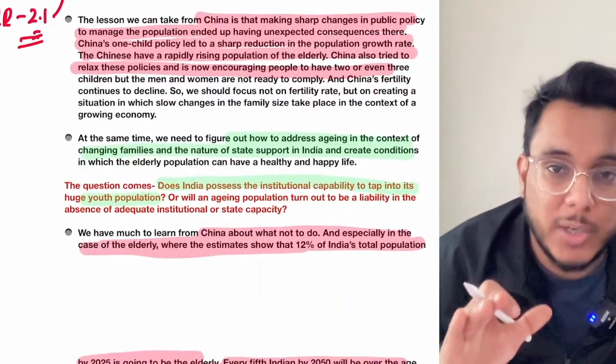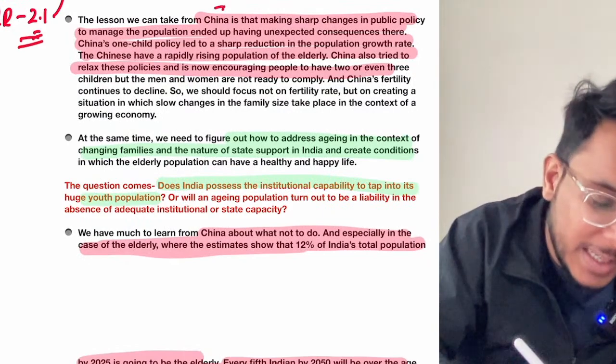Now the article says that whenever we talk about population control, one lesson can be taken from China.